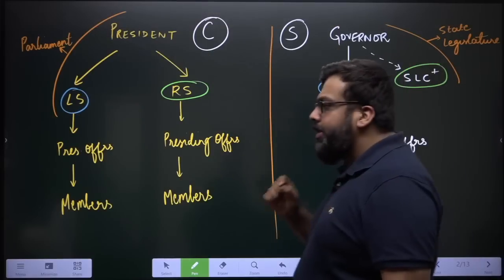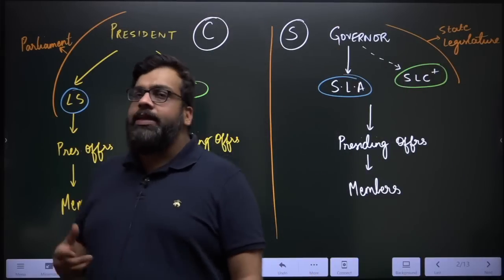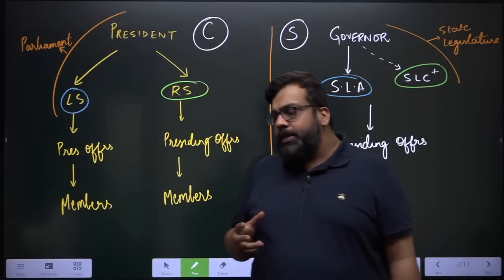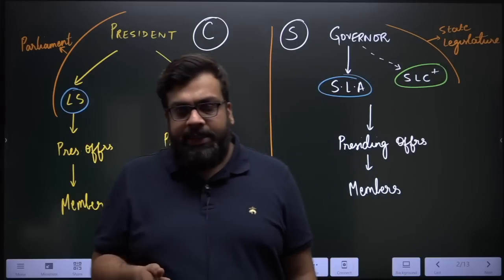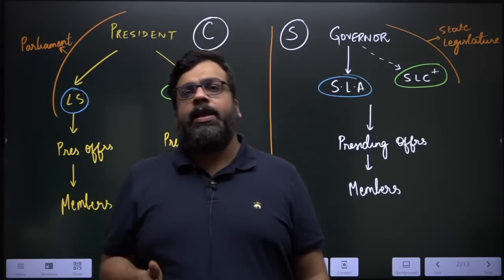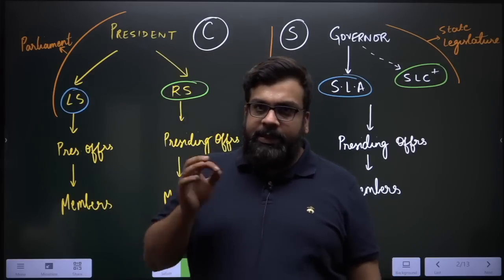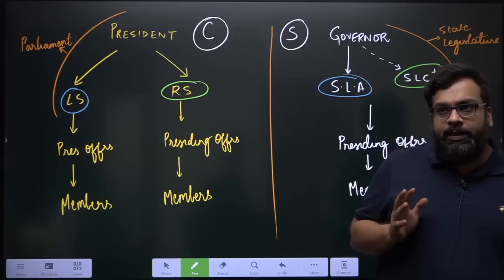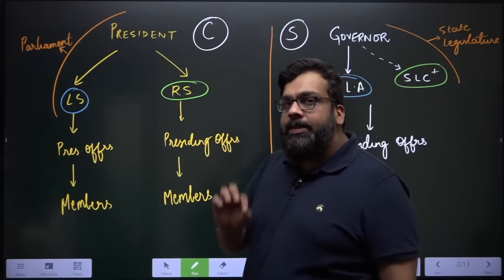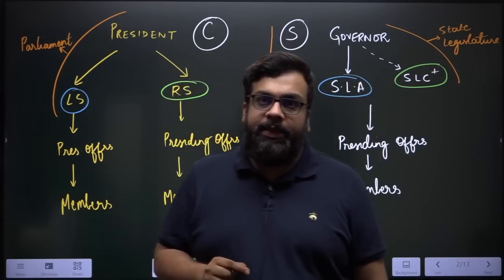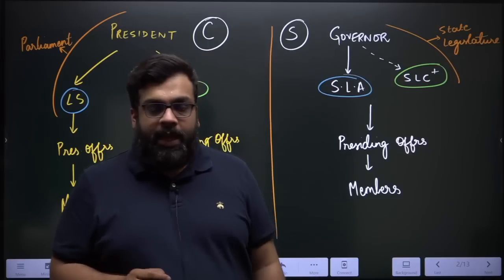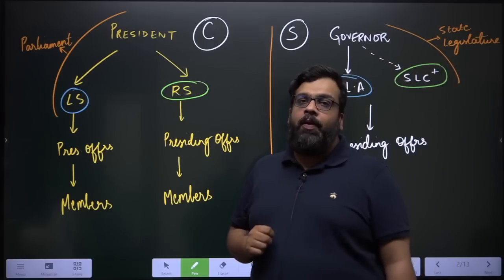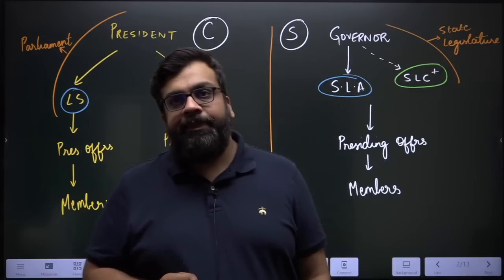When a basic question is asked, what comprises the parliament? The answer is, the parliament comprises the president, the Lok Sabha, and the Rajya Sabha. This does not mean that the president is a member of parliament. This means that the president is a part of the parliament. And why is that the case? It's because of a simple application of rule number 4, which is checks and balances.